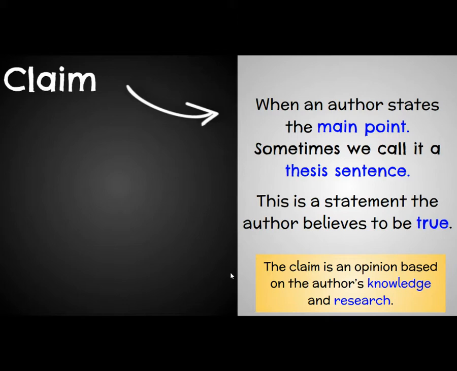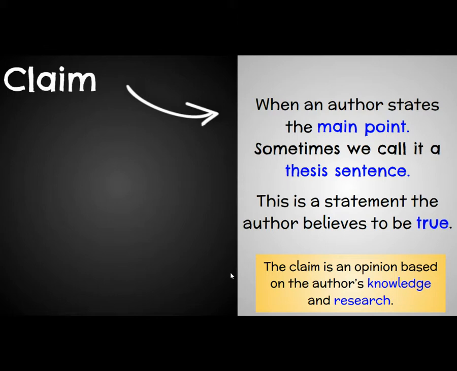Sometimes we call this our thesis sentence. And if you remember when we wrote the TDA a couple months ago, you all wrote a thesis sentence about the novel that you read, and you proved your thesis true by going into the book and having reasons and evidence. That's argument writing. Your claim is a statement that the author believes to be true. And finally, the claim is an opinion based on the author's knowledge and research. Research is important. Going back to a text is like research.